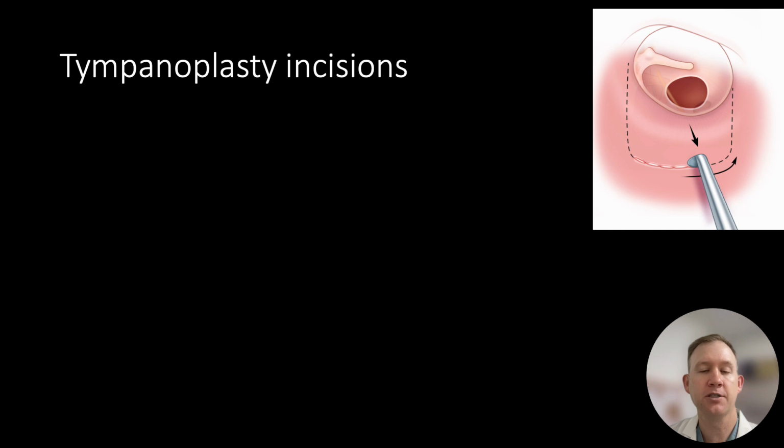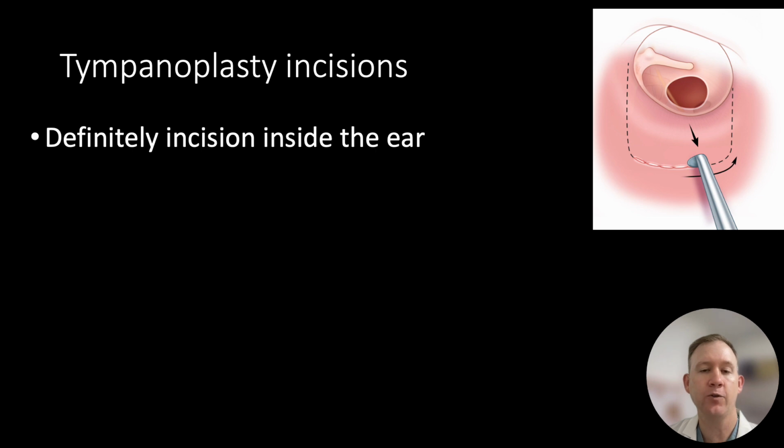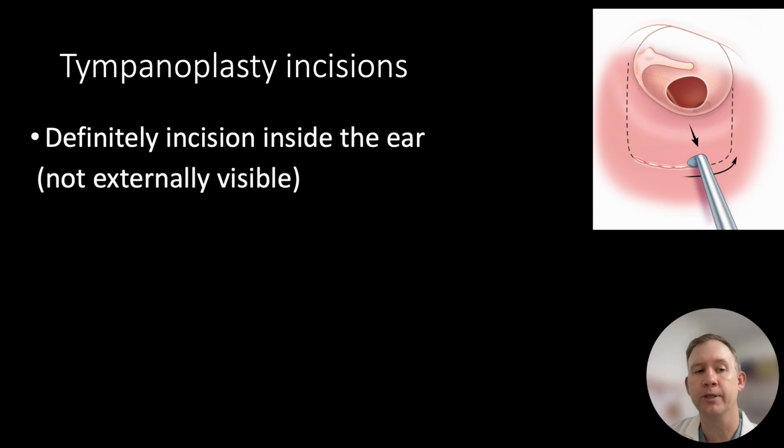So as far as incisions, sometimes we can do the entire procedure inside the ear canal. And so there's always going to be an incision inside the ear canal for eardrum surgery. That incision is not externally visible, so the patient does not see it. So some people think that they didn't have surgery, but trust me, we do the surgery. We can just do it on the inside without making an external incision sometimes.